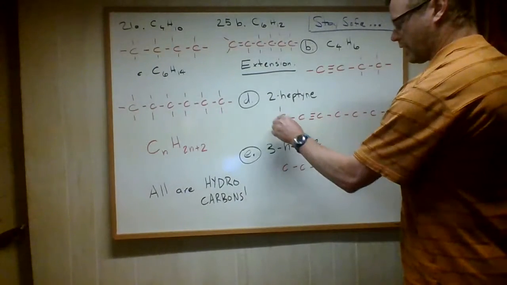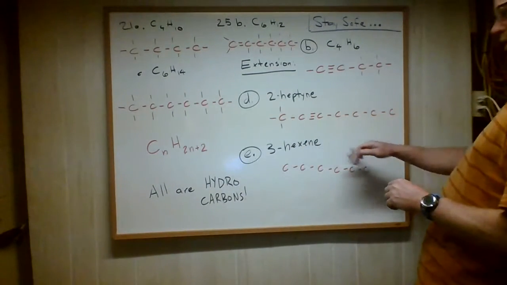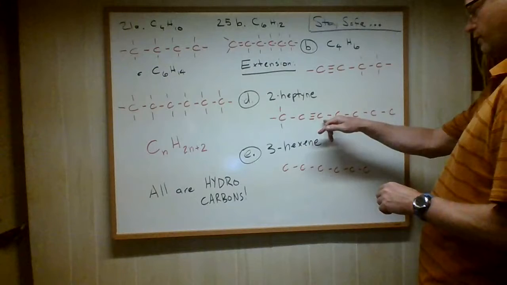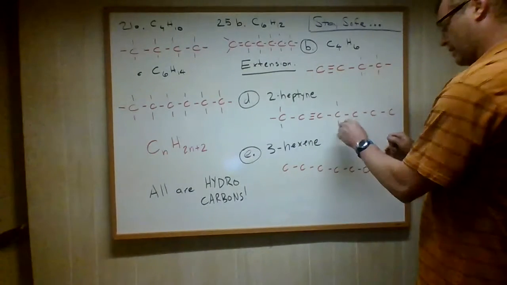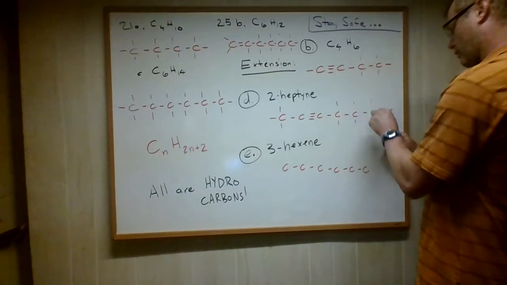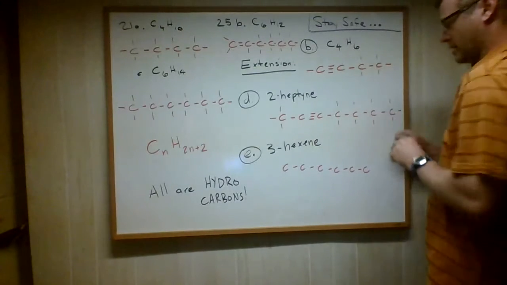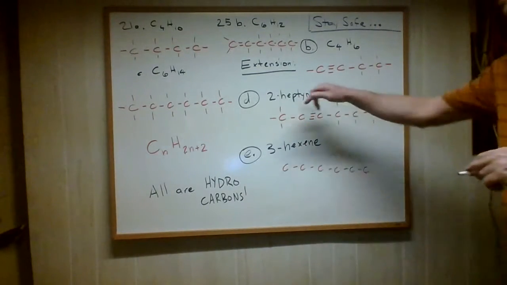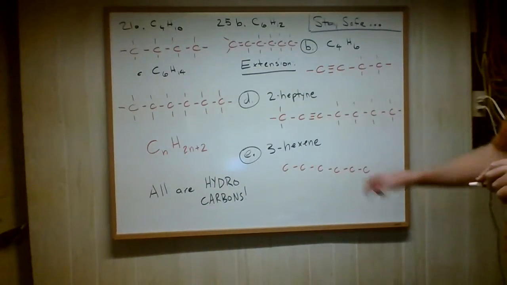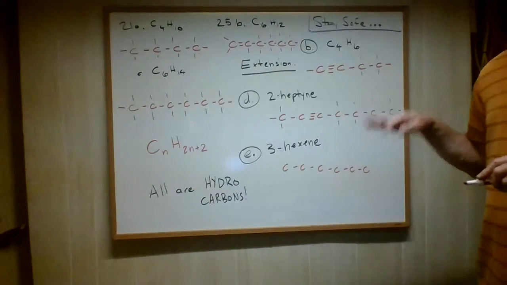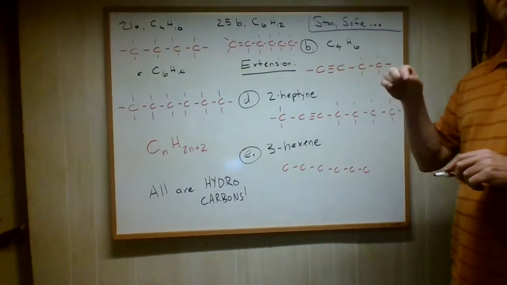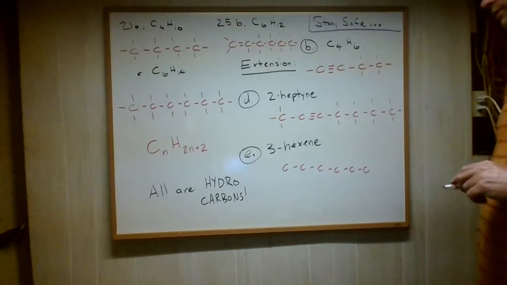So this one on the end, no problem. This one's got 4. This one's got 4. And then as we get down here, pretty straightforward with single bonds. And if you were to count everything up with the heptyne, double check me, but this should be C7H12, 2N minus 2 hydrogens.